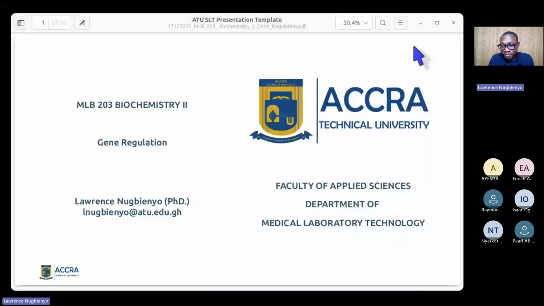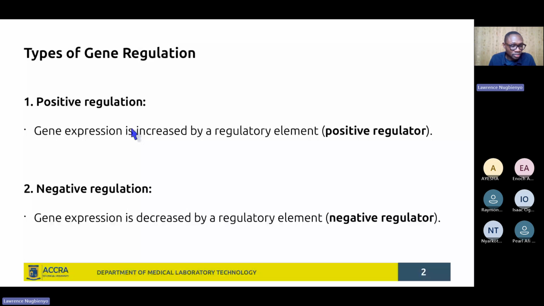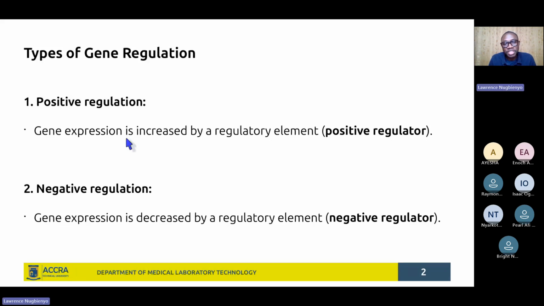So let's start with the types of gene regulation. We have two types of gene regulation, and these are positive regulation and negative regulation. And positive regulation results in the increase of gene expression.